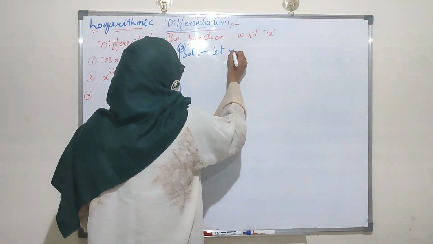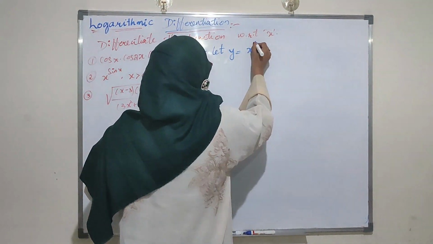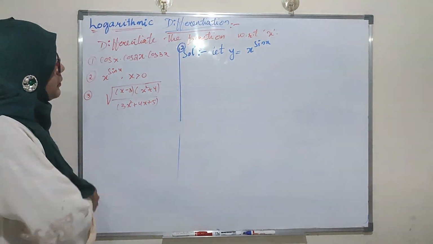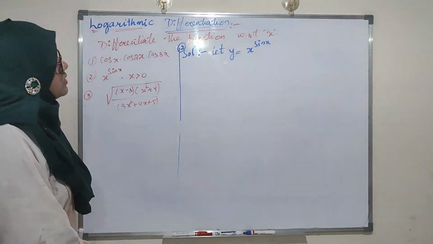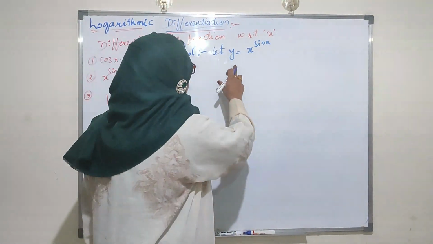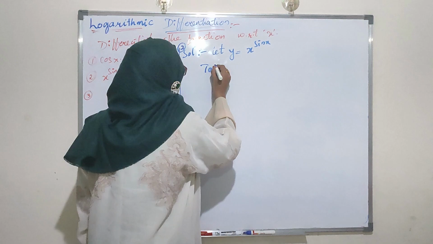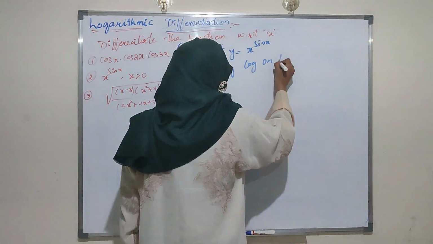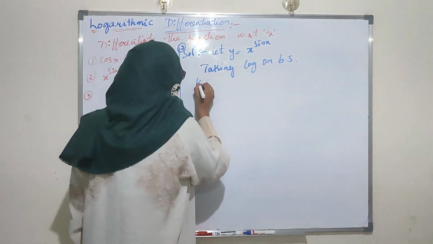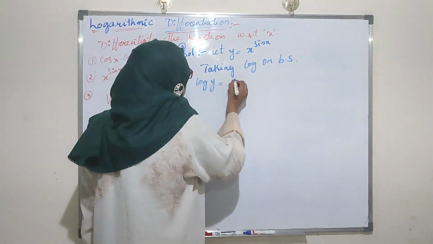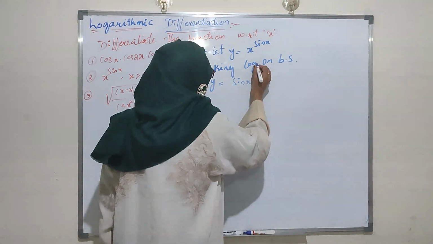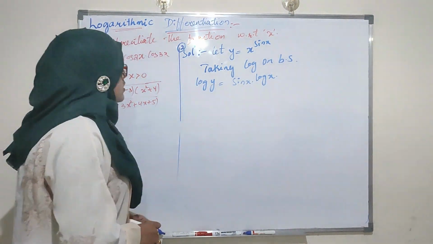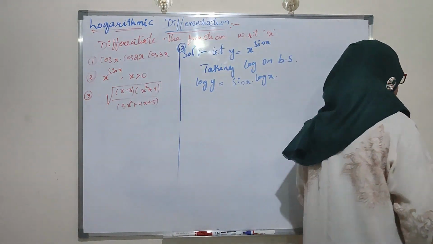Let y is equal to x raised to sin x, given to you. Now directly we can't differentiate, so I am taking log on both sides. Log of y is equal to sin x into log x. Okay, so log y is equal to sin x into log x.